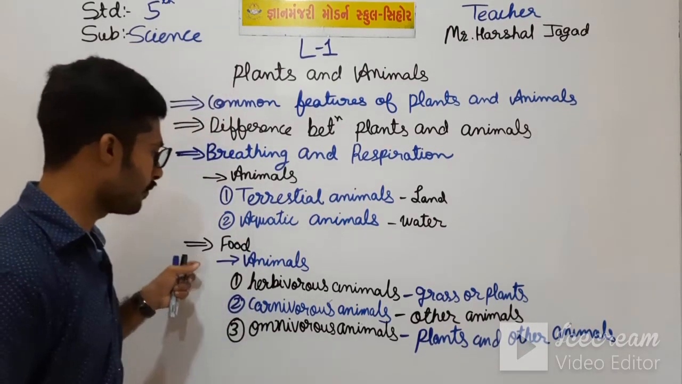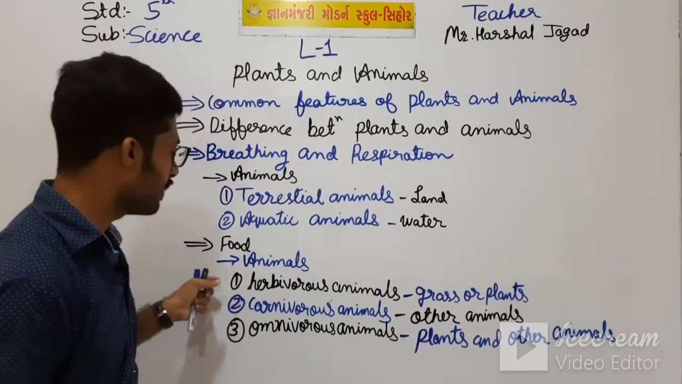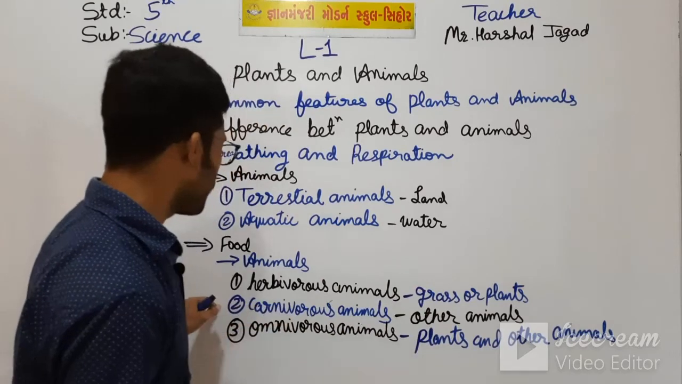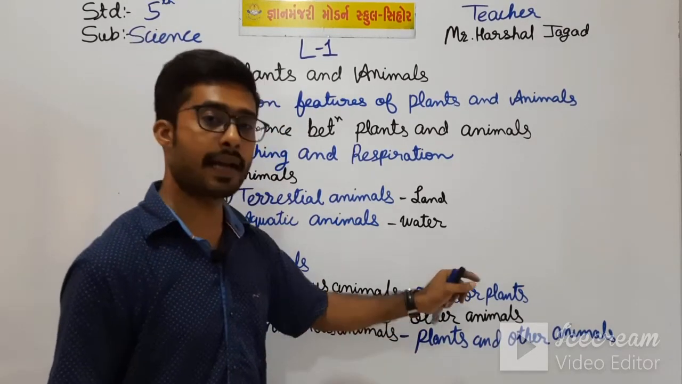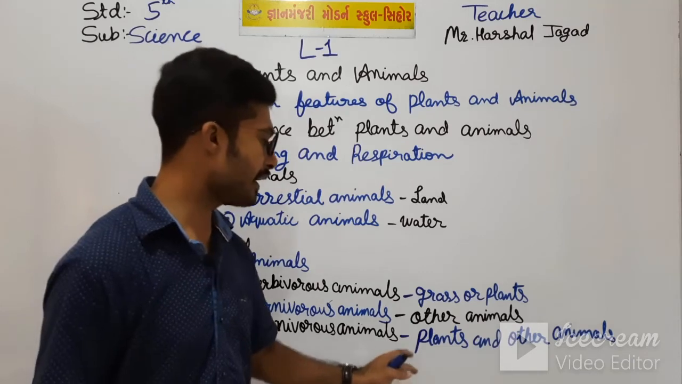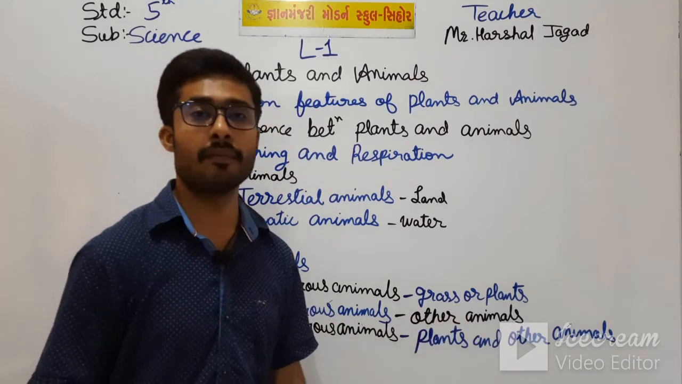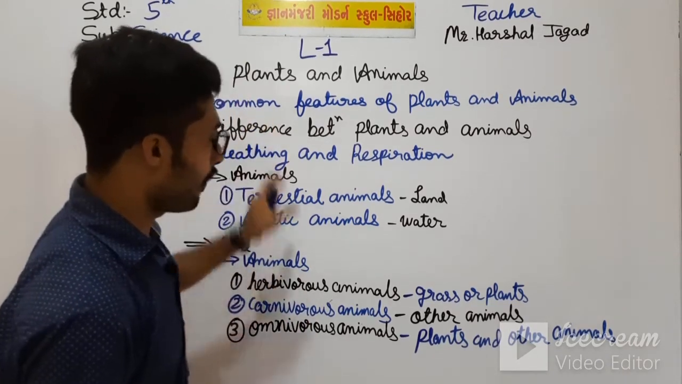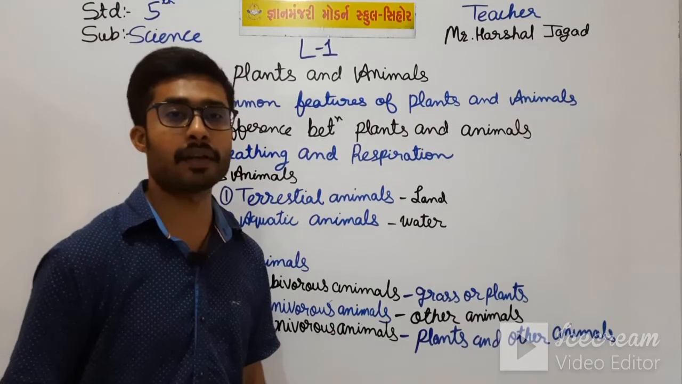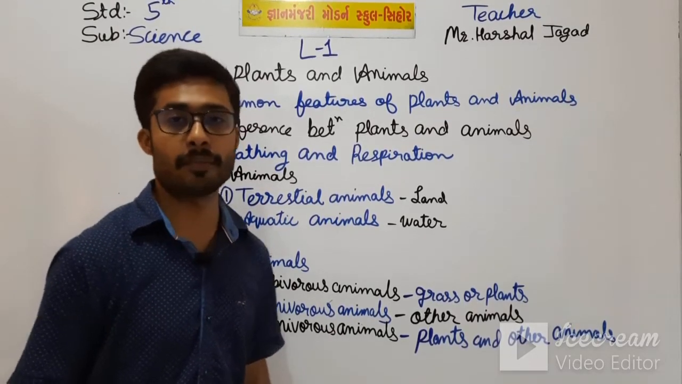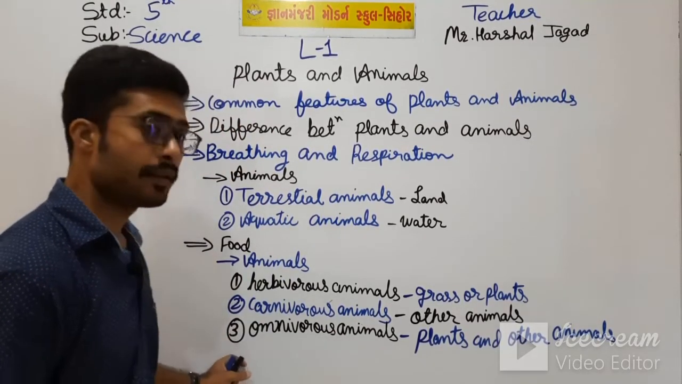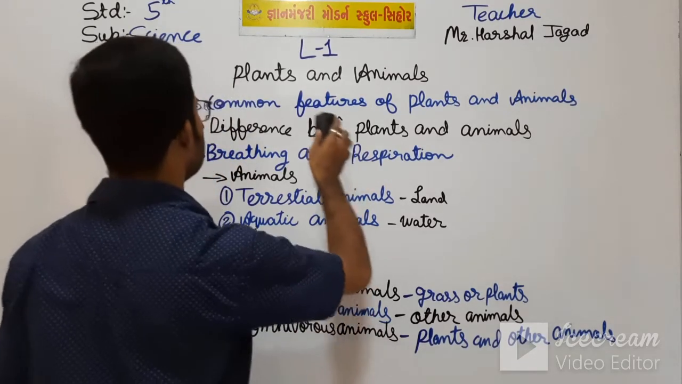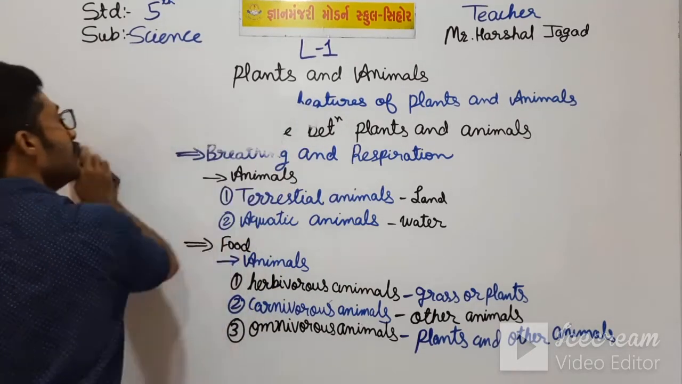Okay, and next was food, and from foods of animals, herbivorous animals eat grass and plants. Second, carnivorous animals eat other animals, and omnivorous animals eat plants and other animals both. Okay students, so these are the points. Up to this we have seen the chapter. Now we will start with our new topic, which is food in plants. How do they produce the food? Let's see that.